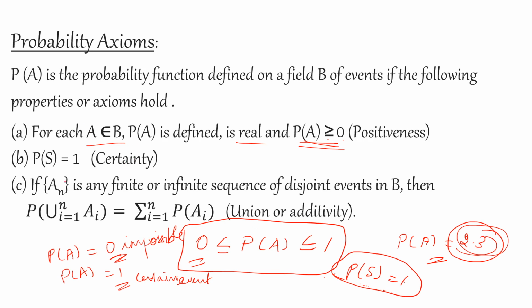That's called certainty. Now, if An is any finite or infinite sequence of disjoint events, and here disjoint is important, disjoint events in B, then the probability of the union, because A means sets so you are taking unions, of all of them will be equal to the summation of each probability. This is called the union or additivity rule. All these three axioms will hold for any probability. If they are not satisfied, that means it is not a probability at all. That function will not be a probability function.